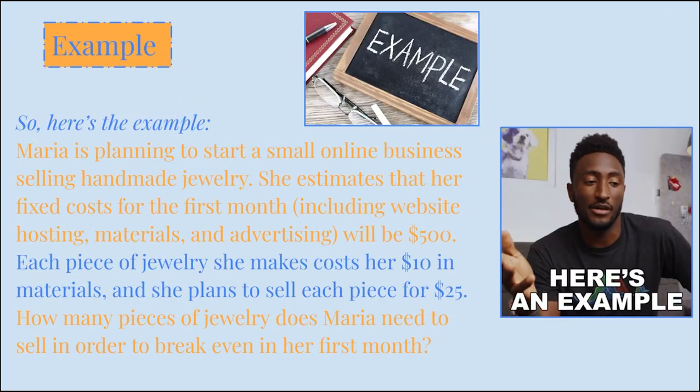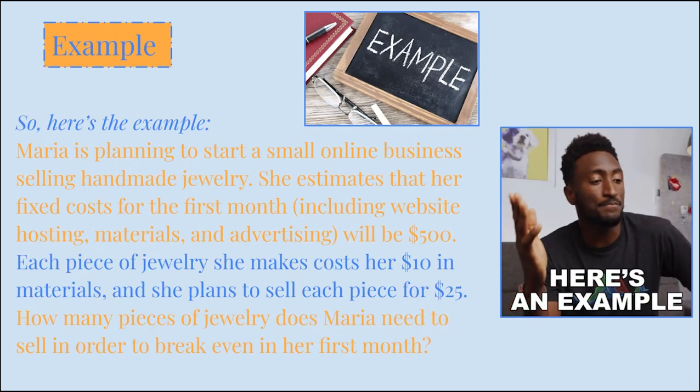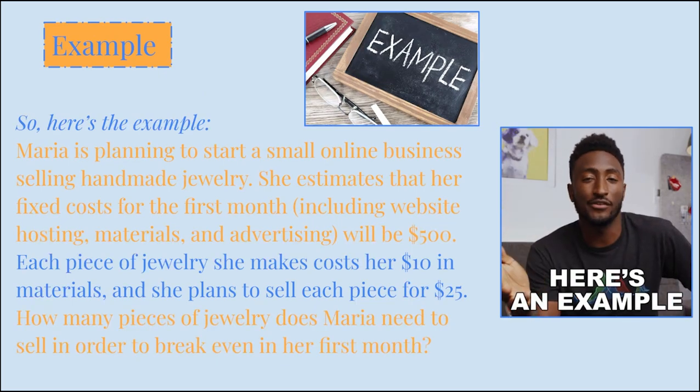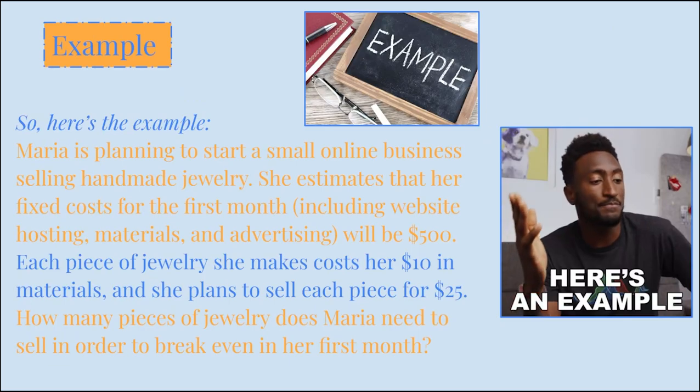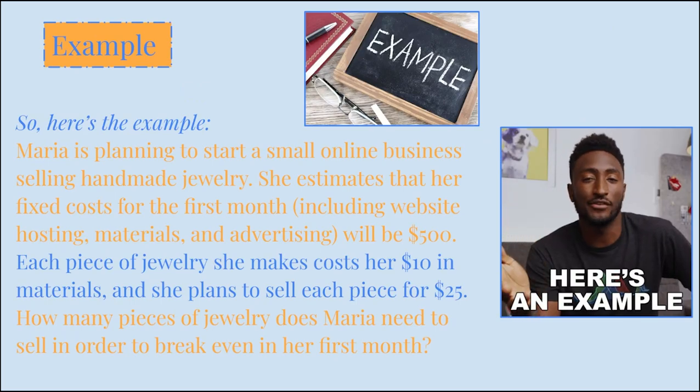Hello, my math friends. Today I'm here to provide you an example of Polya's four-step method. So here's the example. Maria is planning to start a small online business selling handmade jewelry. She estimates that her fixed costs for the first month, including website hosting, materials, and advertising, will be $500. Each piece of jewelry she makes costs her $10 in materials, and she plans to sell each piece for $25. How many pieces of jewelry does Maria need to sell in order to break even in her first month?